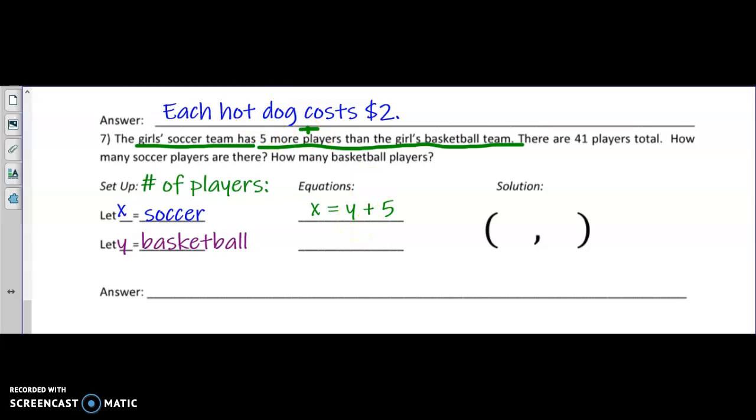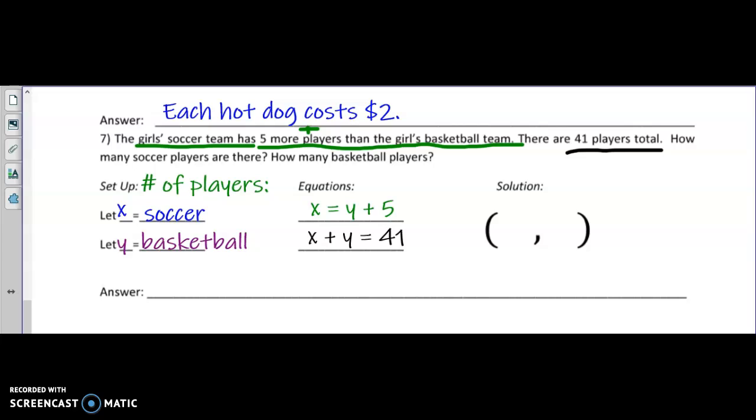Then the last part says there are 41 players total. Well, what types of players are there? There are soccer players and there are basketball players. If I were to line up all the soccer players and then line up all the basketball players beside them and count, I have 41 total people. So I'm simply adding the number of soccer players plus the number of basketball players. So that's how I get my equation. X plus Y equals 41. Because I'm just adding my two variables to get a total of 41.